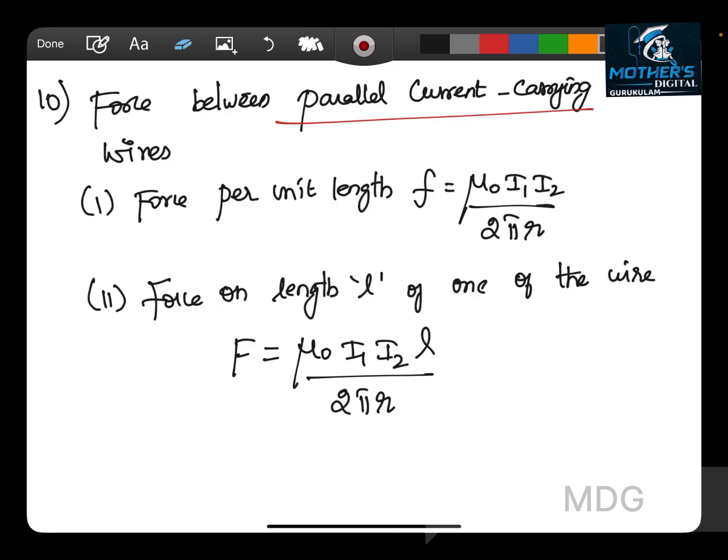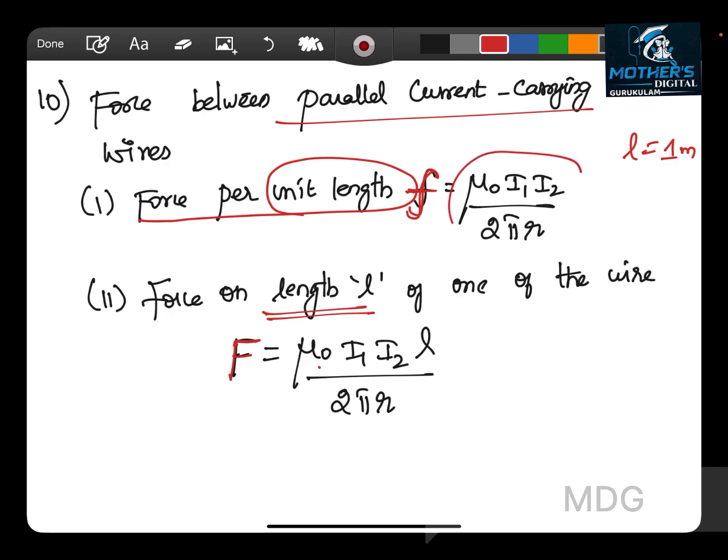The next formula is force between parallel current wires. First, you are going to calculate force per unit length. Unit length means L will be equal to 1 meter. In that case, we express the force in terms of small f, where the formula is given as mu naught I1 I2 divided by 2 pi r. The same formula can be written for length L. It is expressed as capital F equal to mu naught I1 I2, multiplied by L, because L is not equal to 1 here. So mu naught I1 I2 L by 2 pi r.